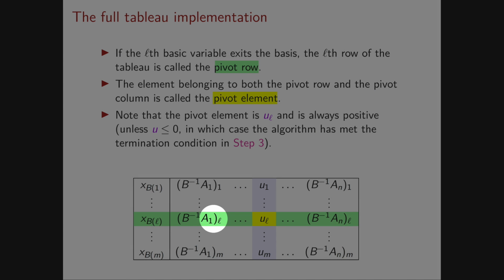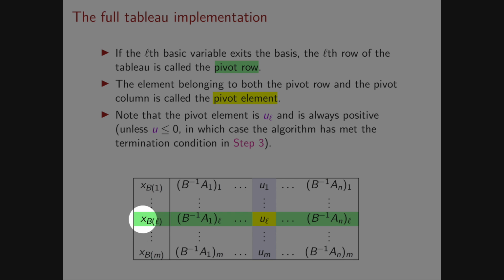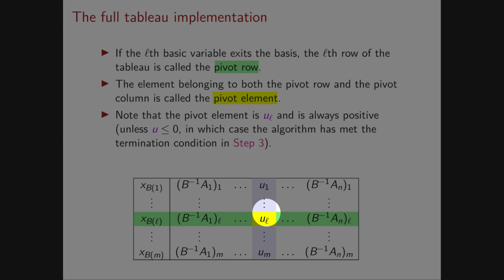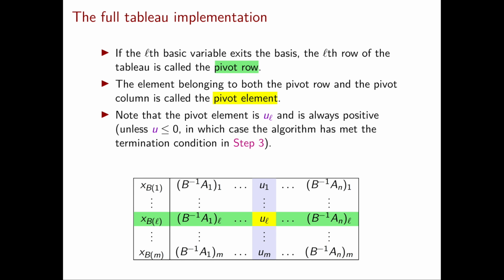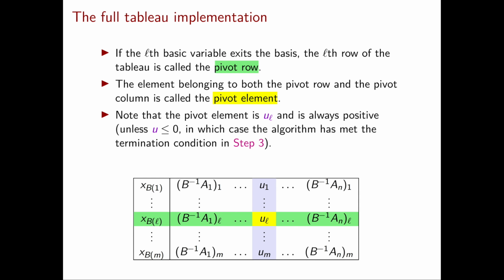So here in green we have our pivot row, and it corresponds to the variable that exits the basis. Now we have a pivot column and a pivot row, and there's a unique element at the intersection of them, and this is called the pivot element. By construction, this is the entry u_l of the vector u. We already know that this element is very special. In fact, it follows from the definition of theta star, or of l, that u_l is always positive, unless the termination conditions in step 3 are met, which tell us that the problem is unbounded.